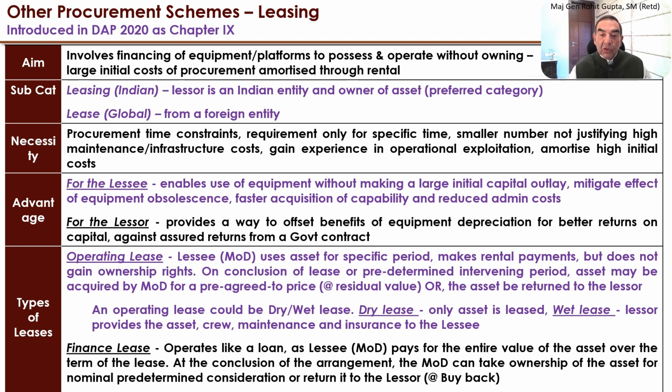An operating lease could also be a dry lease or a wet lease. A dry lease is only the asset being leased. In a wet lease, the lessor provides the asset, crew, maintenance and insurance also to the lessee. Finance lease. Finance lease operates like a loan. The MOD, which is the lessee, pays for the entire value of the asset over the term of the lease. At the conclusion of the arrangement, MOD can take the ownership of the asset for a nominal predetermined consideration or return it to the lessor, which is known as buyback.